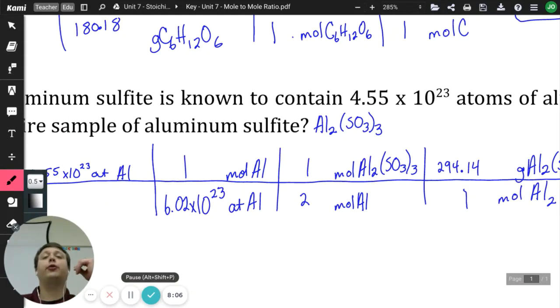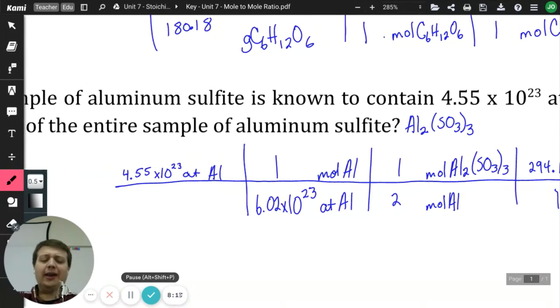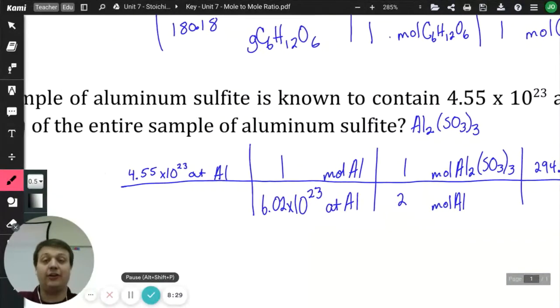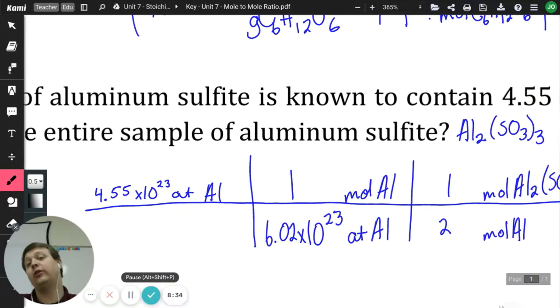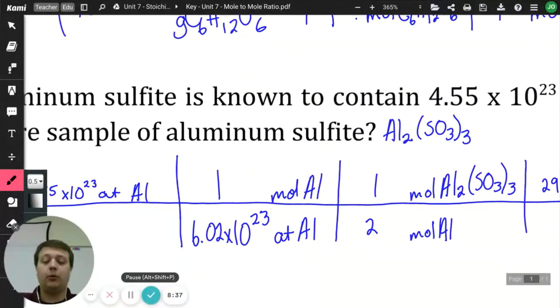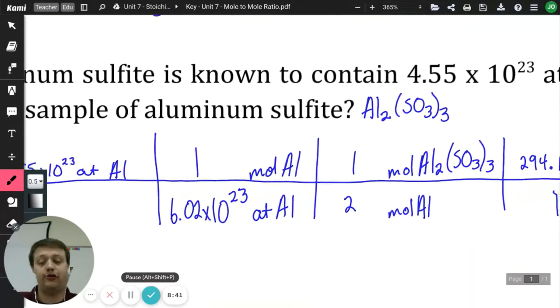All right. And so how we do that, first off, remember, when in doubt, moles it out, right? So if you're unsure what to do, always convert from what you're in into moles, and then you can solve for everything else from moles, right? So right here, I have 4.55 times 10 to the 23rd atoms of aluminum, and we're going to convert atoms of aluminum into moles of aluminum using our Avogadro's number. So we know that for every 1 mole of aluminum, we have 6.02 times 10 to the 23rd atoms of aluminum. Well, now we're in moles of aluminum here, but it's not what we're looking for. We're trying to solve for aluminum sulfite.